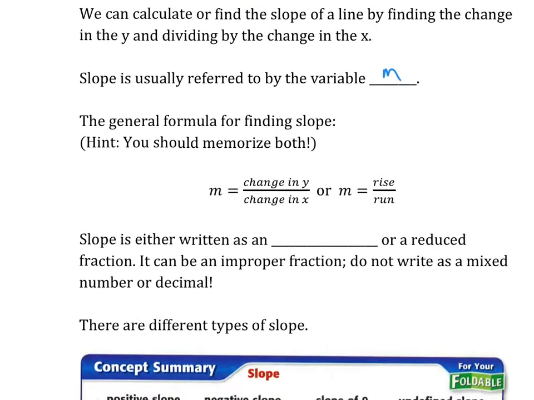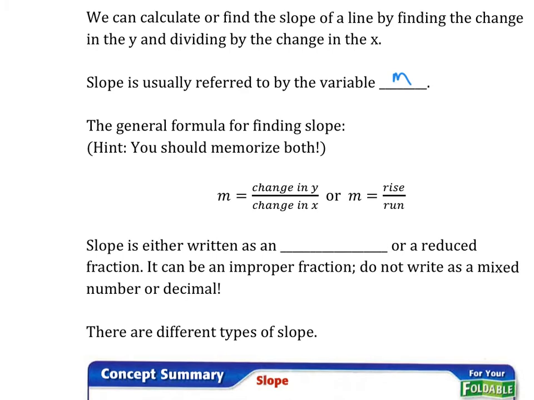And the general formula for finding slope, you should think about it in both of these ways, is first of all that m is equal to the change in y divided by the change in x, or m is equal to rise over run. So how much the graph is rising versus how much it is running. Rise would be vertical, and the run would be horizontal, just like the change in y over the change in x.